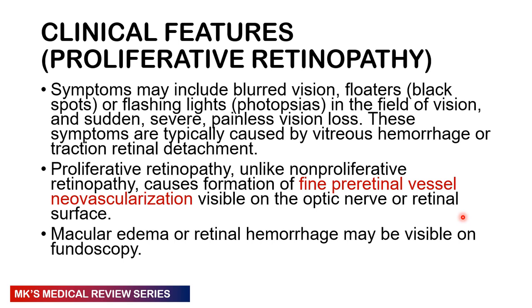So what are the clinical features of proliferative retinopathy? So here you may have symptoms that may include blurred vision. You may have floaters, which are these black spots in the visual field. I'll show you a nice picture very shortly. It's quite funny. So you may have flashing lights in the visual field. You may also have sudden, severe, painless vision loss, and then these are actually symptoms that are typically caused by vitreous hemorrhage, or they may be caused by traction retinal detachment.